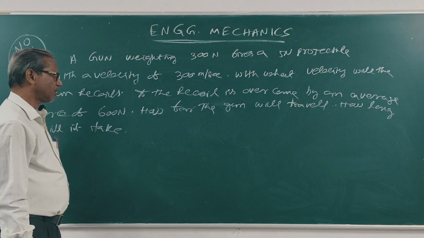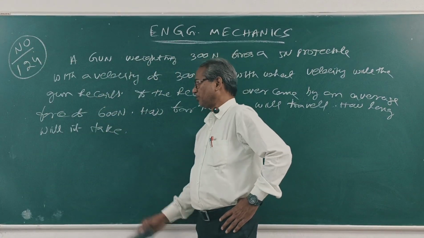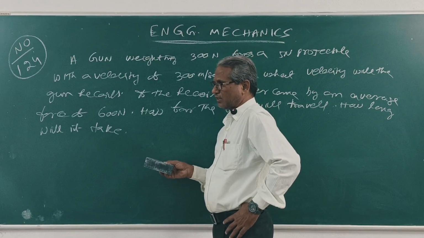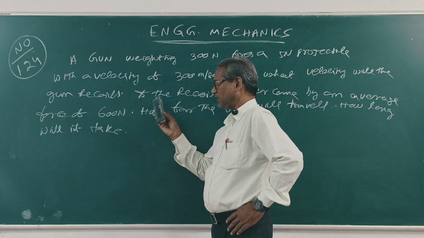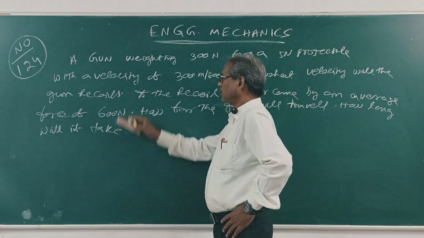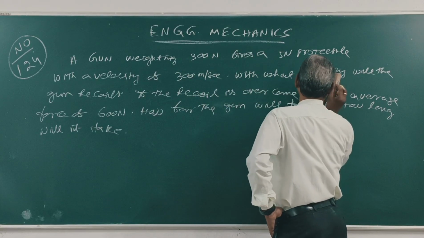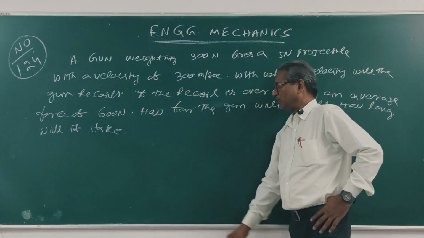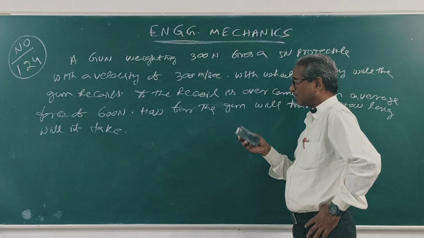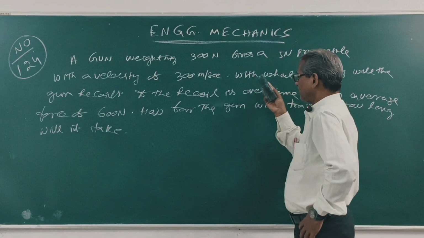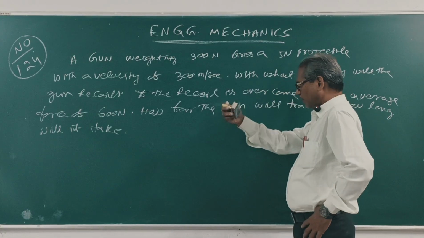Now, this is question number 124, right? I have already told you what is the recoil of gun. This question is the recoil of gun problem. A gun weighing 300 Newton fires a 5 Newton projectile with a velocity of 300 meter per second. With what velocity will the gun recoil backwards?